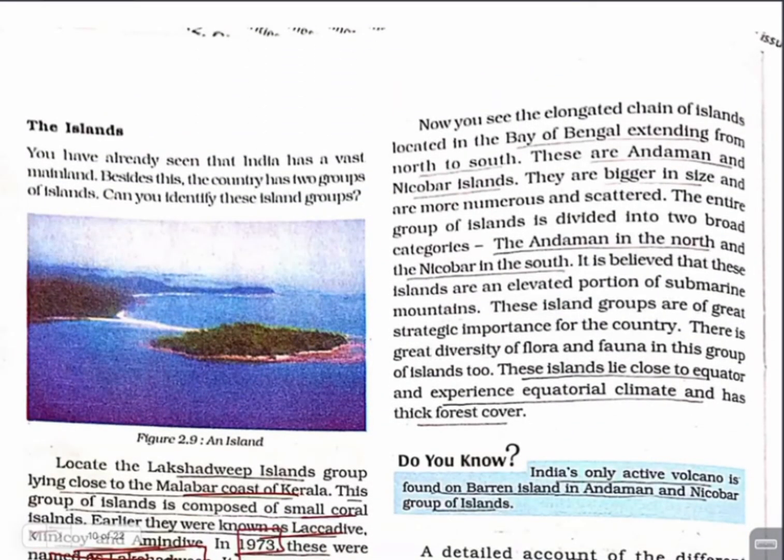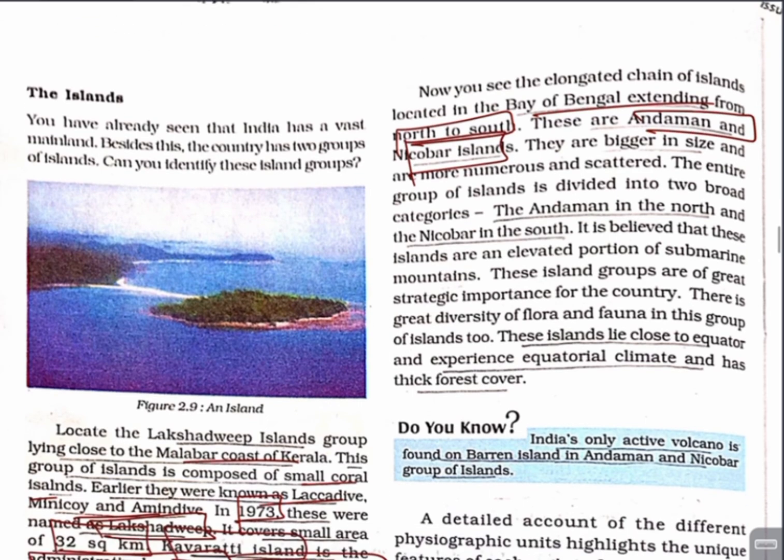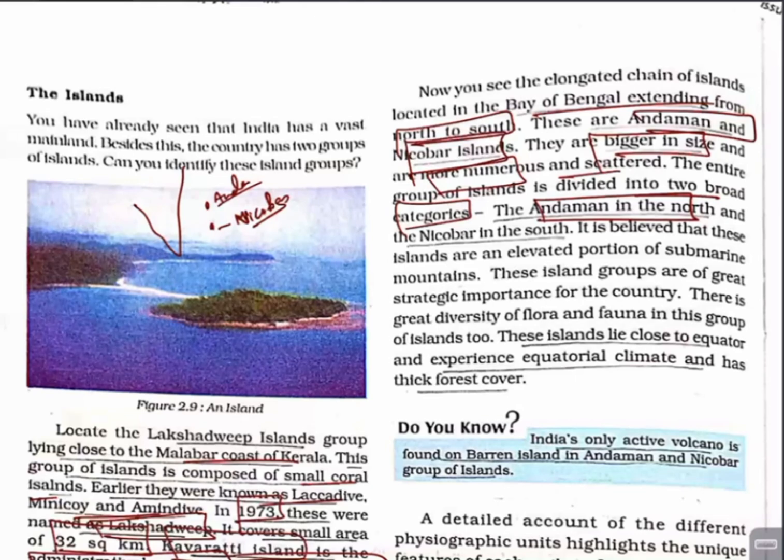Now we'll talk about the Bay of Bengal, which extends from north to south. There is another island group called the Andaman and Nicobar Islands, which is bigger in size, more numerous and scattered. The entire group is divided into two broad categories. Suppose this is India. In the north it is called Andaman and in the south it is called Nicobar. These island groups are of great strategic importance to the country.